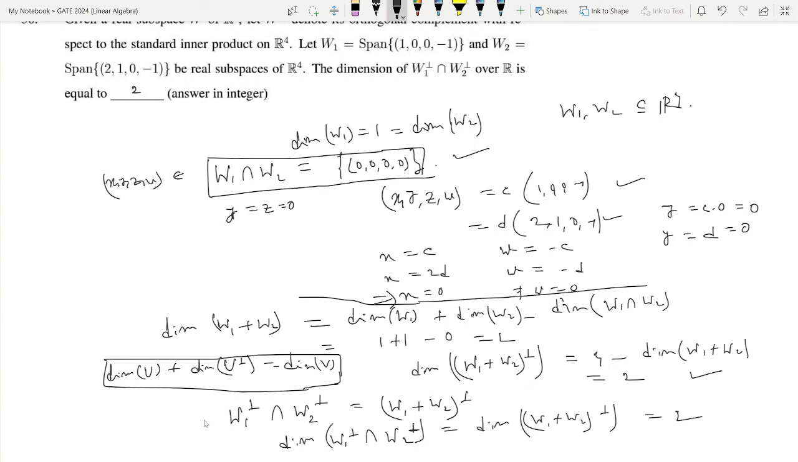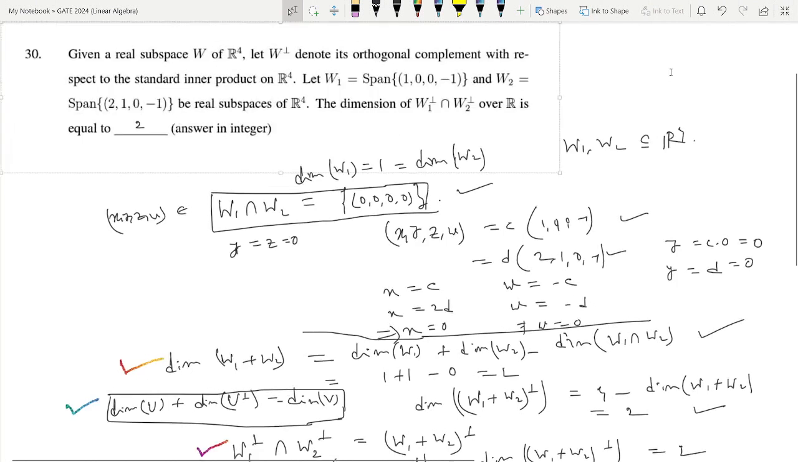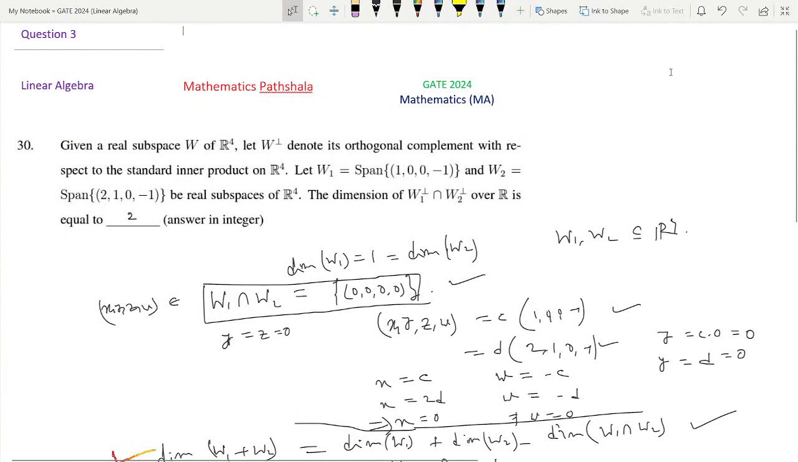We have used some results here without proof, because these are standard results. See any standard book: we have used the result that dimension of (W1 plus W2) equals dimension of W1 plus dimension of W2 minus dimension of (W1 intersection W2). This is a result, so just mark the results we have used here. This is a standard result we have used, and this is another standard result we have used here. So using these three standard results, we have now solved this question, and the answer is 2. So this is the solution of this problem.